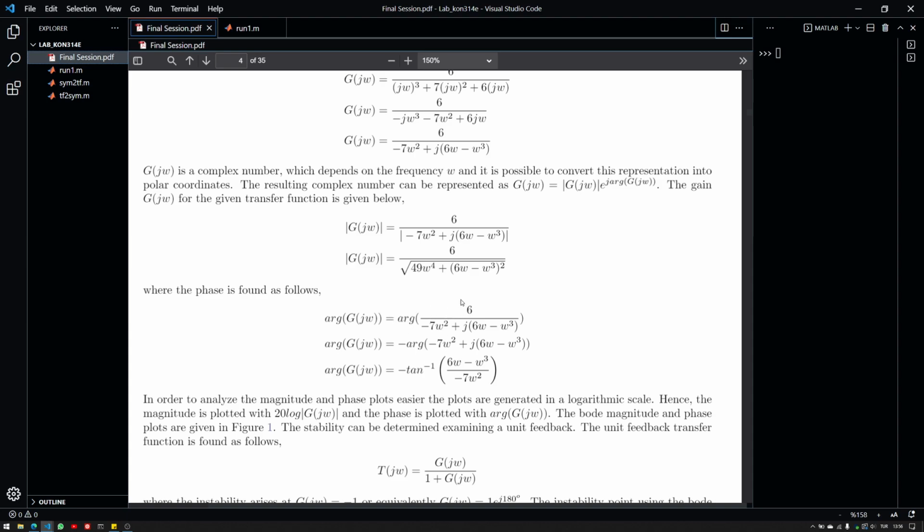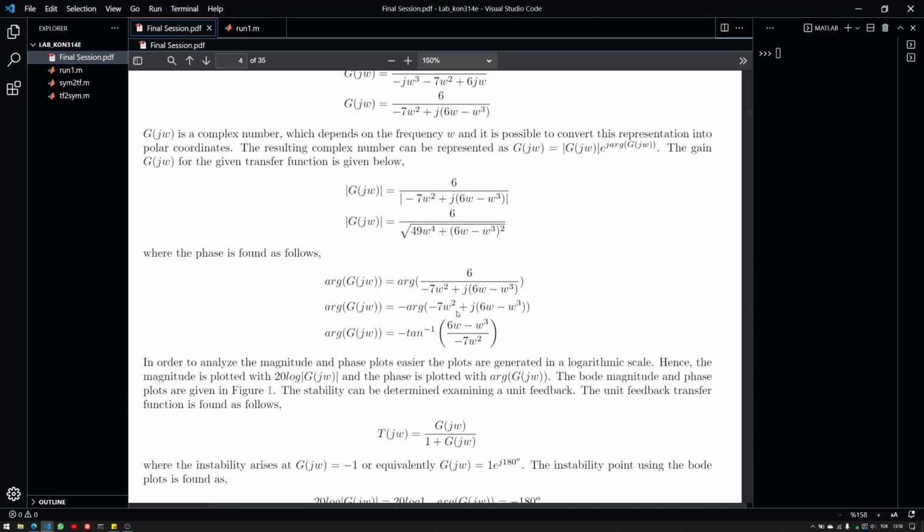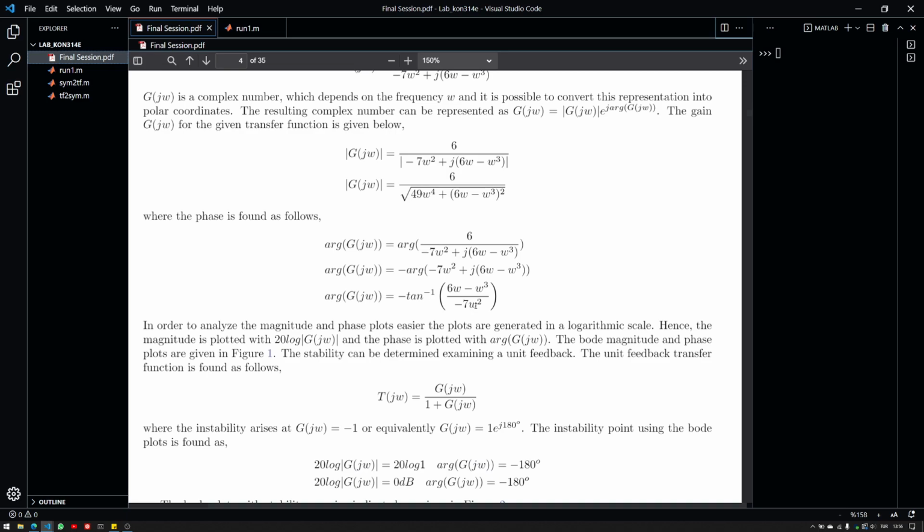Argument of 6 is 0, and then this is in the denominator, so minus the argument of the denominator, and since this is a complex number we can use a tan, and then we have this here. So a tan equals 0 gives us this should be equal to 0, and then we get omega 0 and omega equals square root of 6.